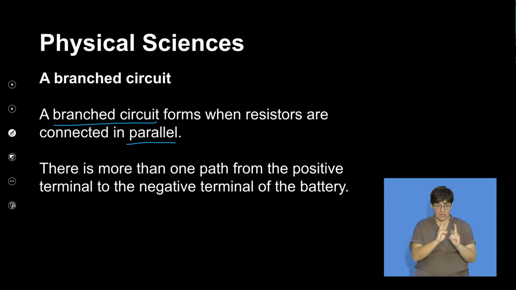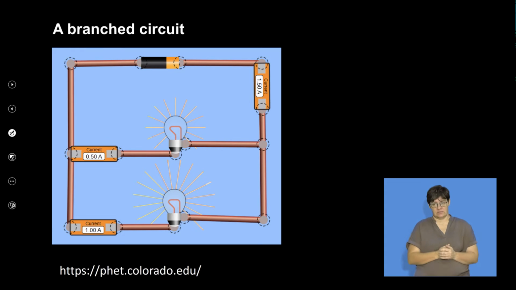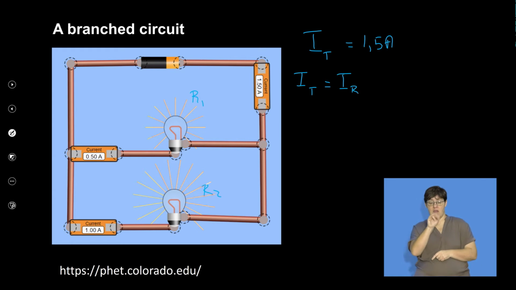So there is more than one path from the positive terminal to the negative terminal in terms of the conventional current. Here is a typical example of a branch circuit. Let's say this is R1 and this is R2, the two light bulbs which are connected in parallel. They provide more than one path for current. Now, the total current in this circuit, which goes through the battery, is 1.5 amperes. So the 1.5 amperes is split between R1 and R2. So the total current is equal to the current that goes through R1 plus the current through R2. This will give us the total current.